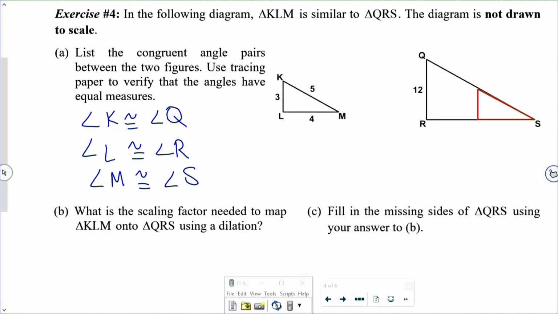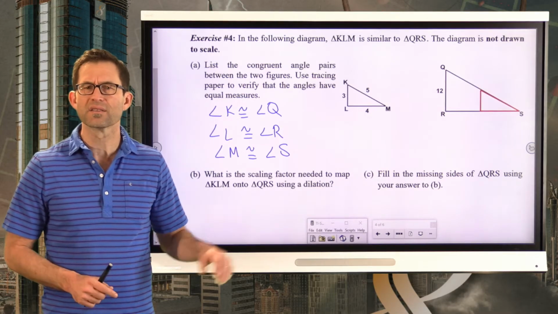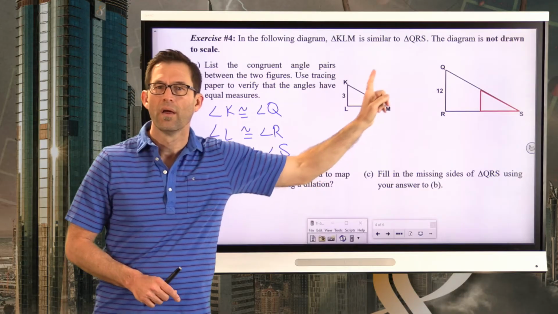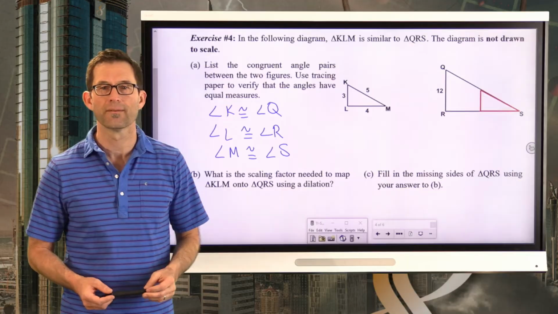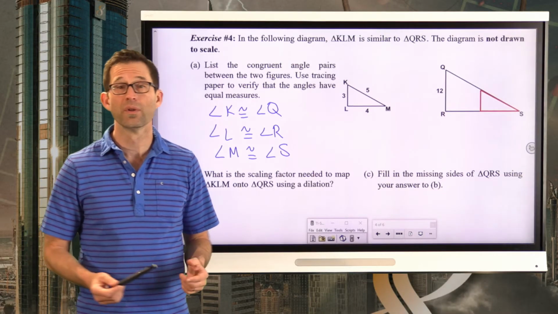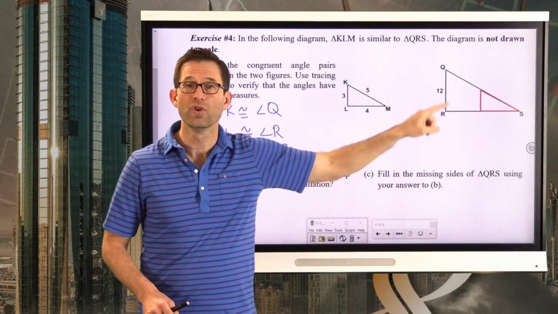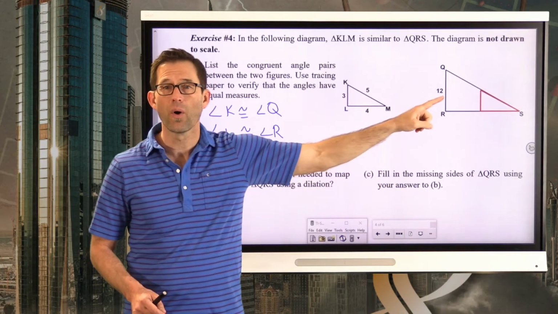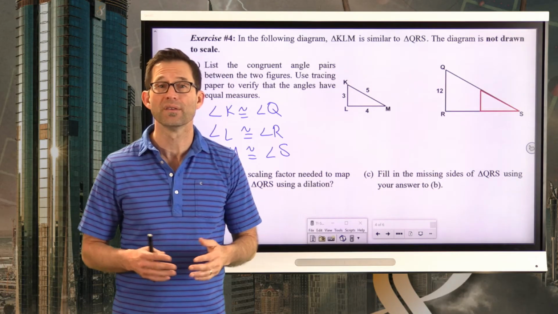What is the scaling factor needed to map triangle KLM onto triangle QRS using a dilation? All right, so what exactly is the scaling factor that takes this triangle and makes it into that one? This one should be pretty easy. Pause the video now and see if you can figure this out. All right, well, it's really this simple. If we look at KL, which is the corresponding side to QR, it's pretty easy to see that QR being 12, KL being 3, means that the scaling factor is equal to 4.